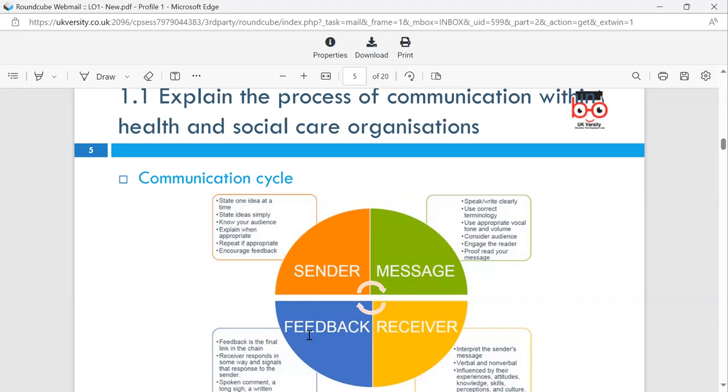Use appropriate vocal tone and volume. Why do you think it's important to use the right volume and tone? Does your tone of voice impact on your communication skills or your listening skills? Yes, it really does, especially to the person receiving the communication. The tone of the voice really matters a lot, because it tells if you're angry or you're happy, or you're passive.